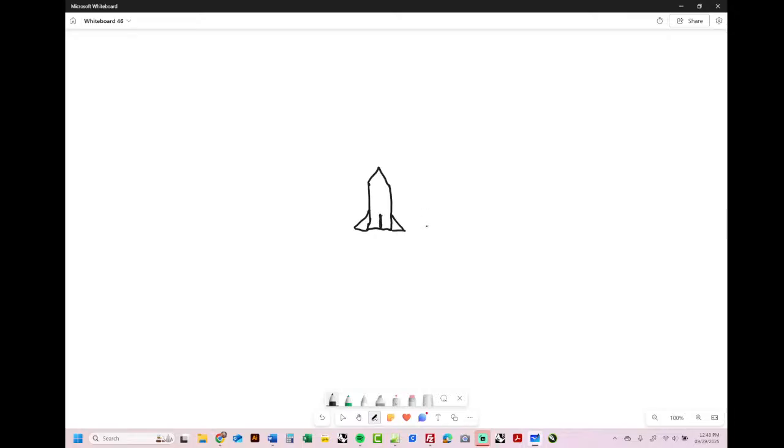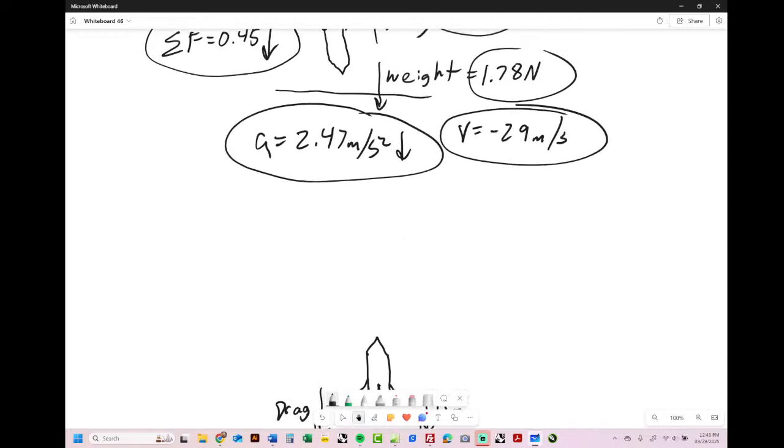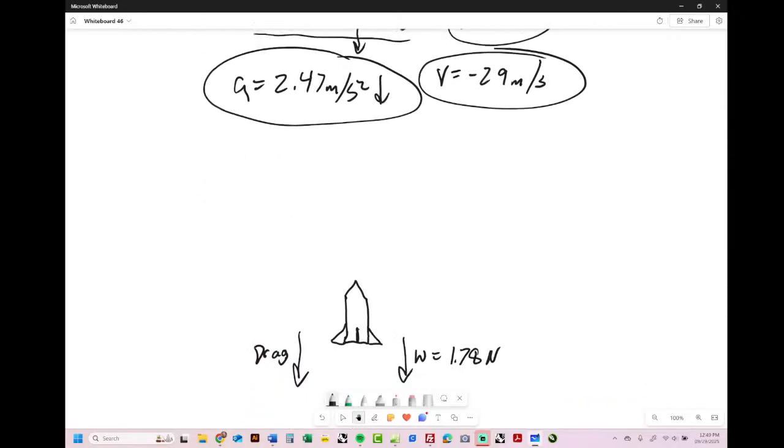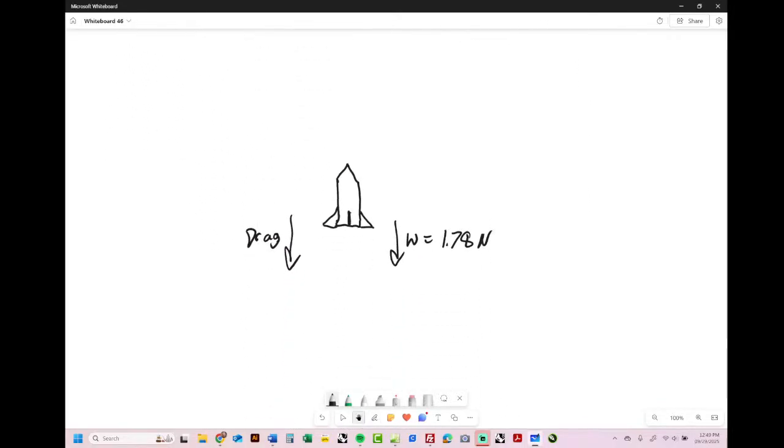As this rocket's going up, there's still weight on it. And, oh, what am I doing there? There's nothing pushing it up. There's no thrust, but there is drag. Which would you guess is stronger at this point? The weight shouldn't be any different. The weight's still going to be 1.78 because the weight is dependent on mass and gravity, and neither of those is any different in this picture and this picture. They're both after the water's all gone, so that's the dry weight.